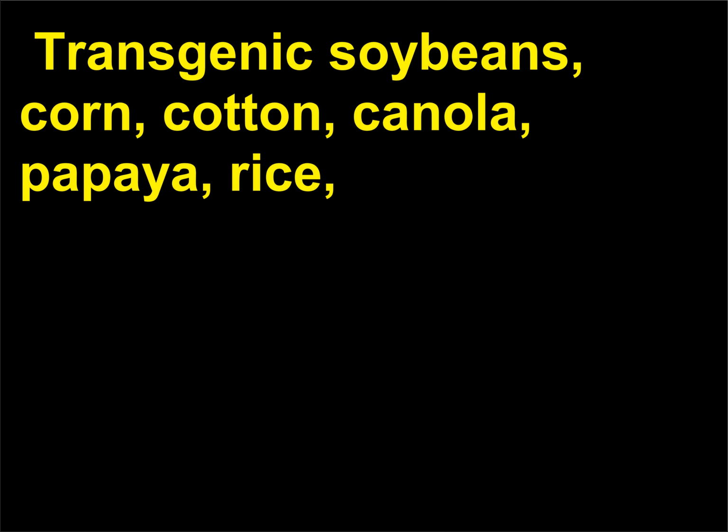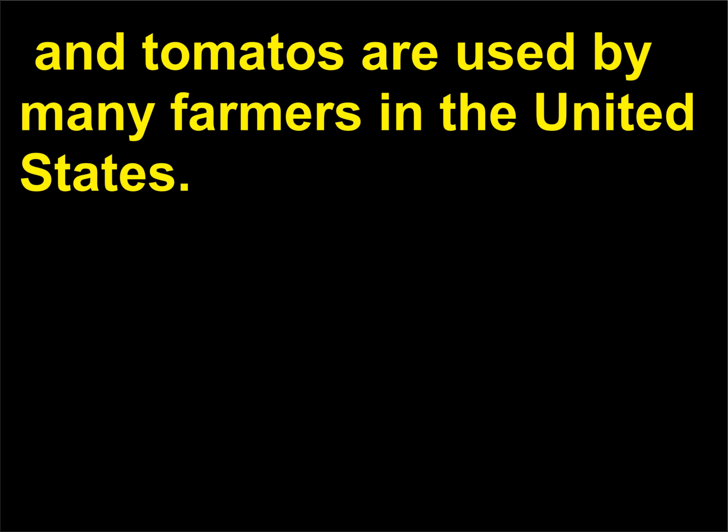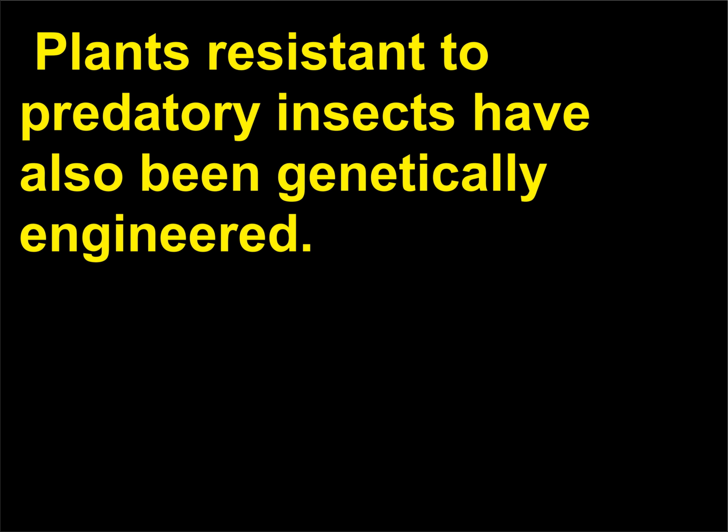Transgenic soybeans, corn, cotton, canola, papaya, rice, and tomatoes are used by many farmers in the United States. Plants resistant to predatory insects have also been genetically engineered.